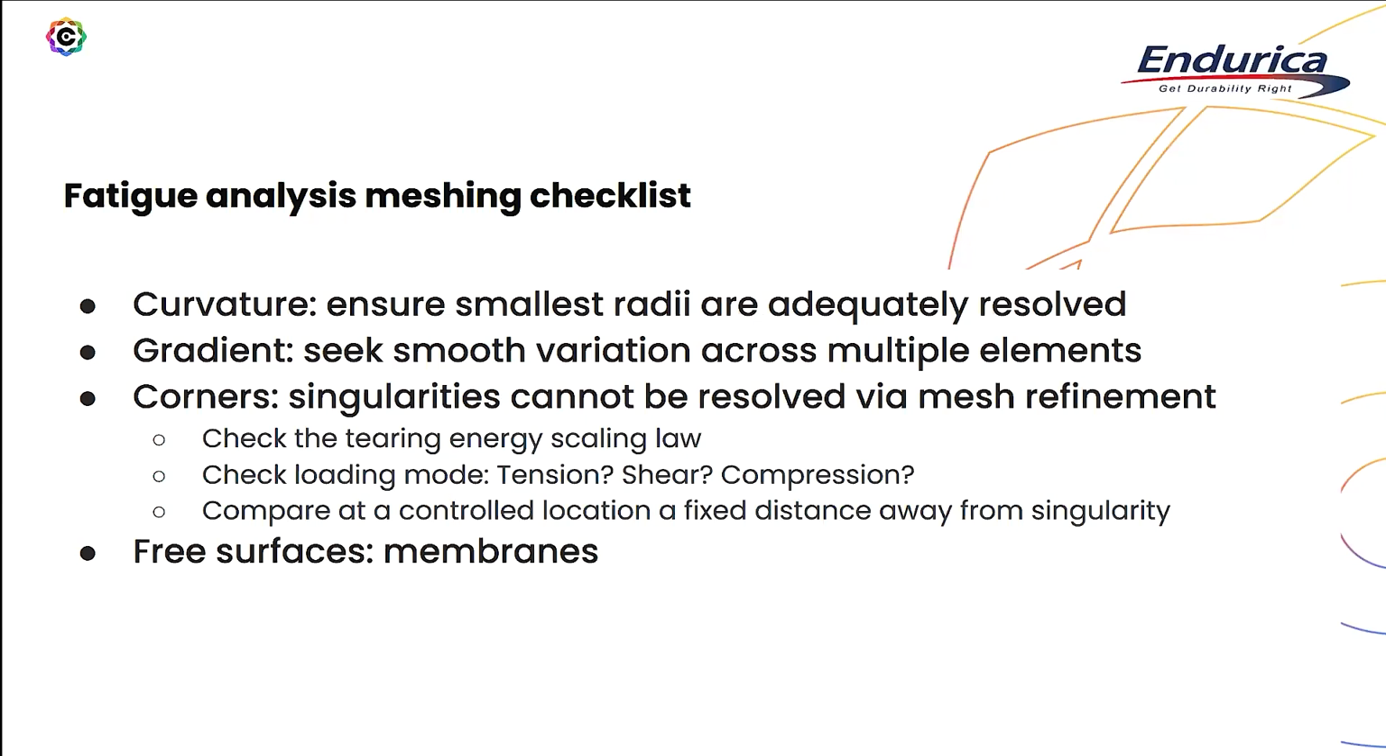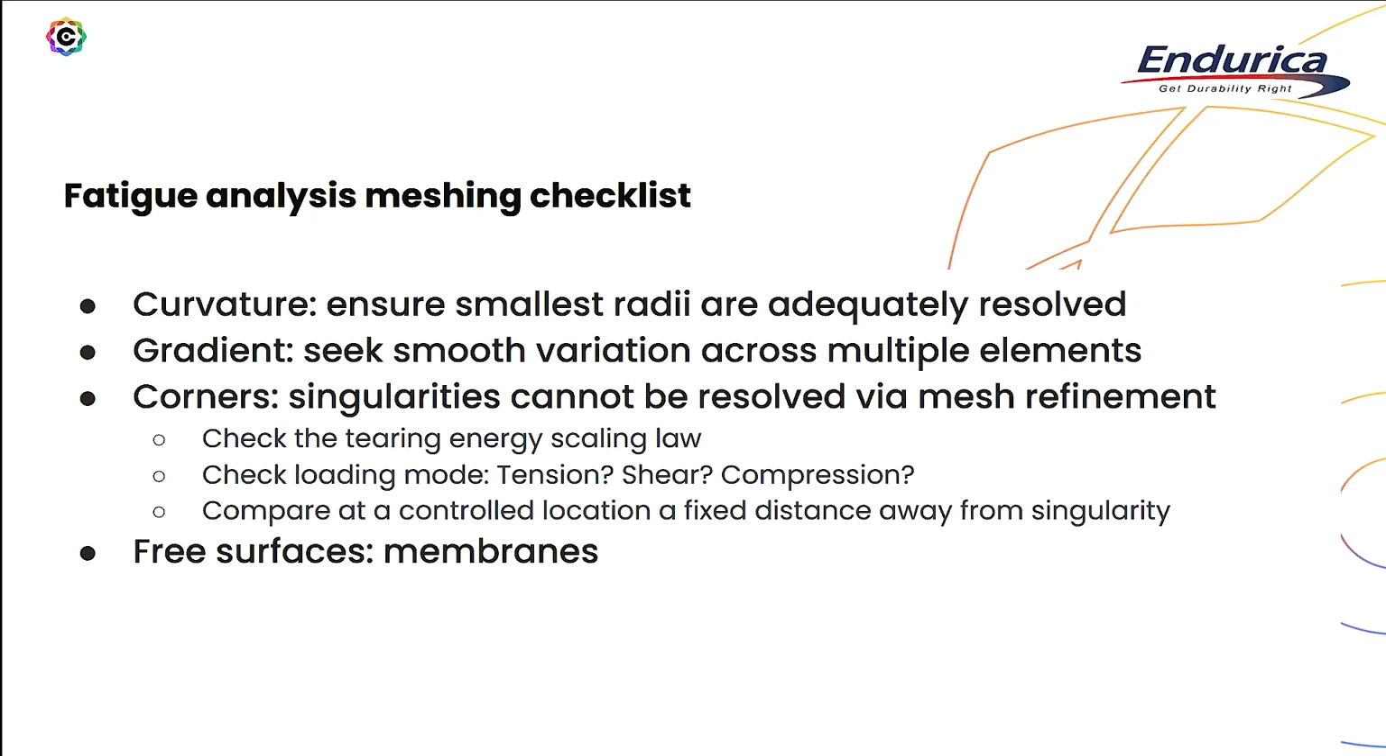We talked a little bit about corners where you might have a singularity, and it's important to remember there's a rabbit hole there that, if you don't know better, you can get stuck in. In that particular case, refining your mesh forever and ever is not going to get you out of jail. So what do you do in that case? Well, that's where it might be appropriate to actually model a crack at that location in the part to check how the tearing energy scales as it grows bigger. You want to take note of whether you're in tension or shear or compression, and so those are things you're going to want to do.